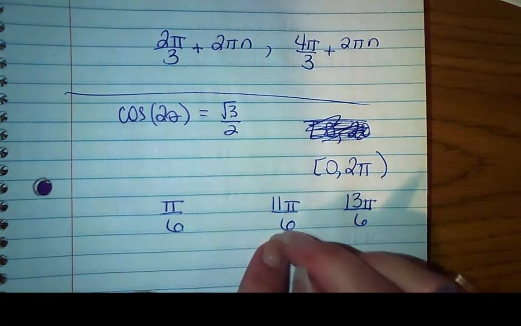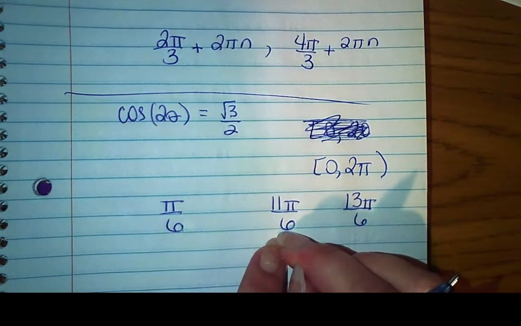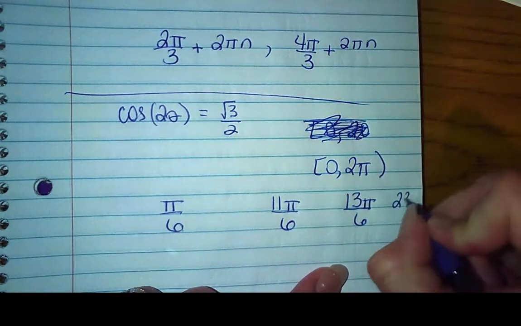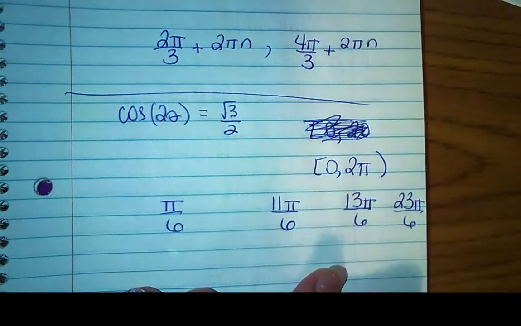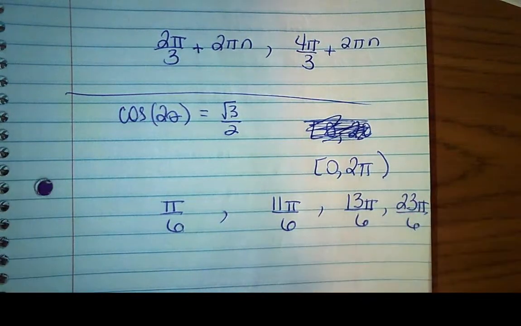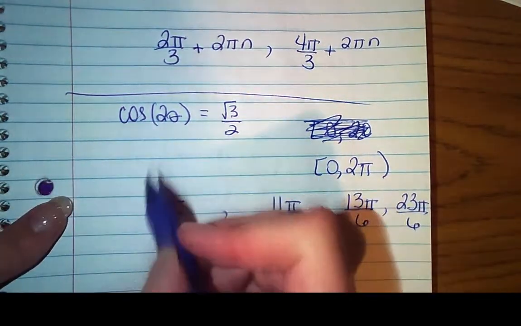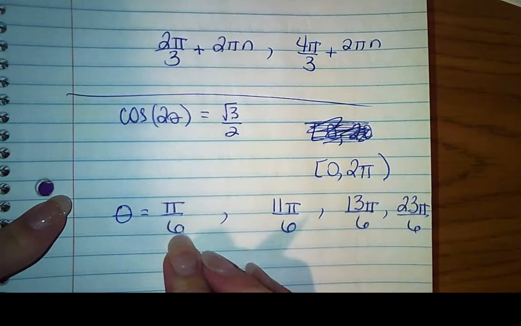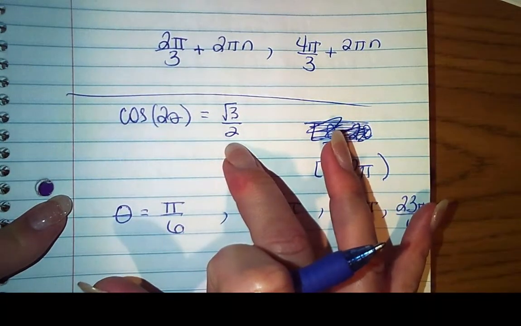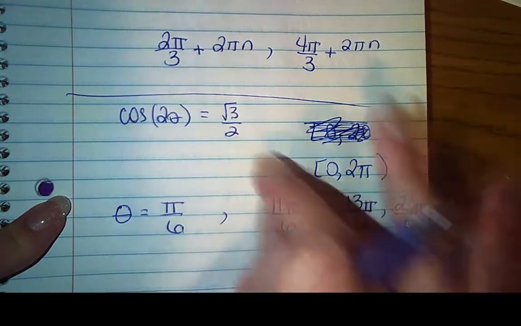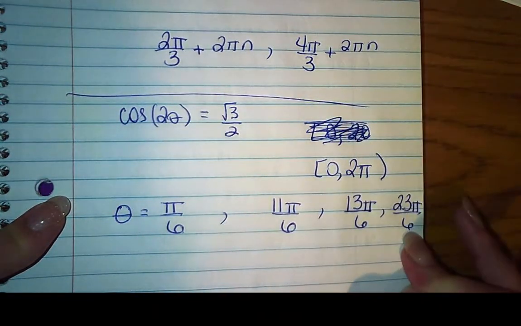And then what is an additional lap from here? So 11 pi's over 6 plus 12 pi's over 6 is 23 pi's over 6. So I'm kind of sort of floundering until I get the hang of what's going on. So here's what I know. If theta equals pi over 6, that's where cosine equals root 3 over 2. If theta is 11 pi over 6, that'll work. If theta is 13 pi over 6, if theta is 23 pi over 6.